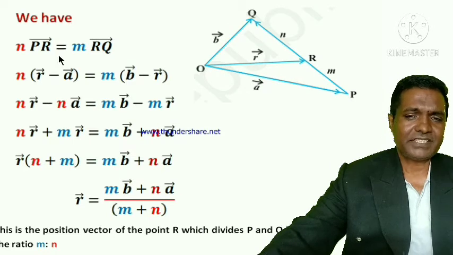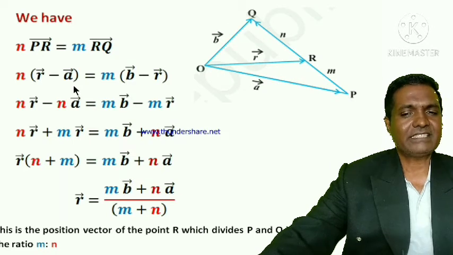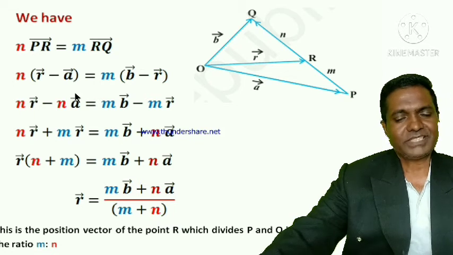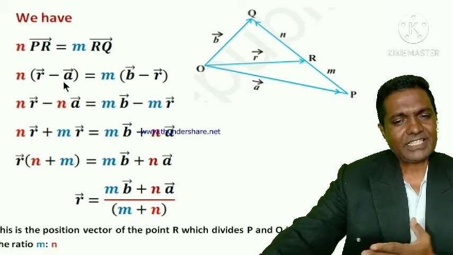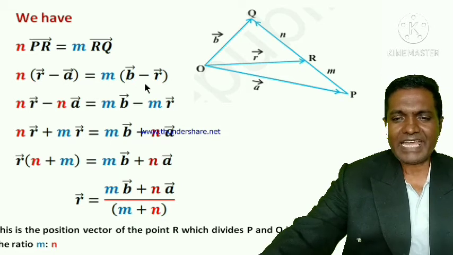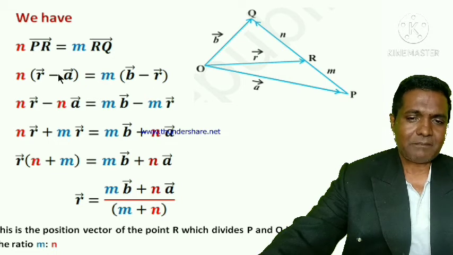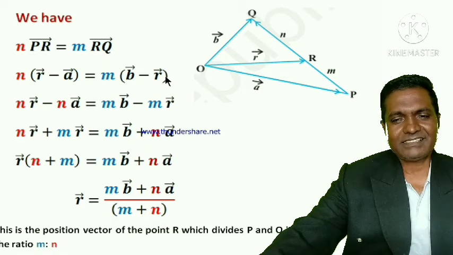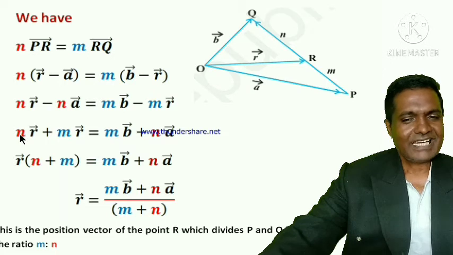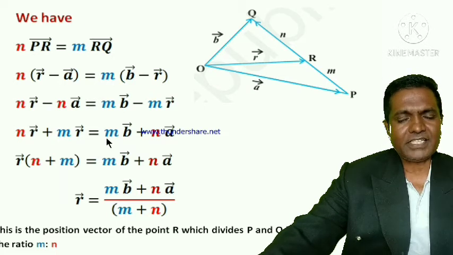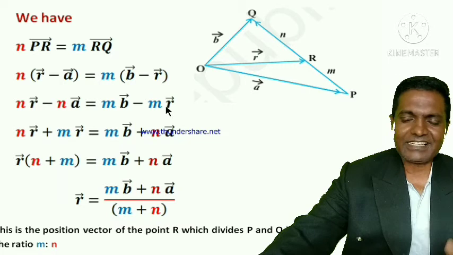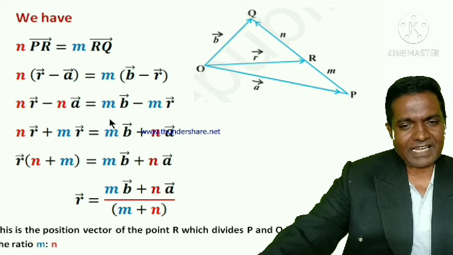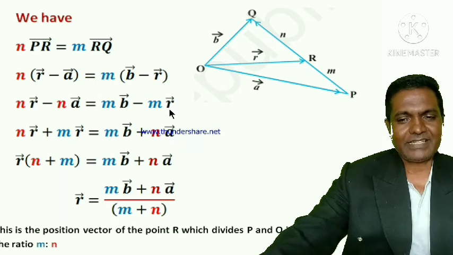This is the relation we have from earlier, and PR is nothing but R minus A and RQ is nothing but vector B minus R. Just multiply n to each term inside and m to the other. So n into vector R minus n into vector A equals m into vector B minus m into vector R. Now our intention is to find the vector R, so collect the vector R terms on the left, transferring this term to the left and this term to the right.